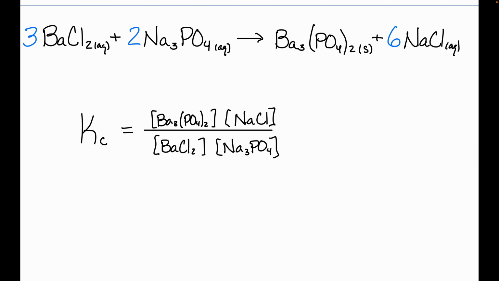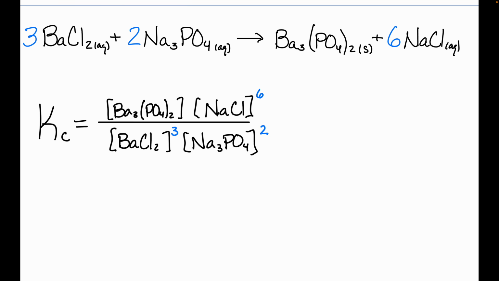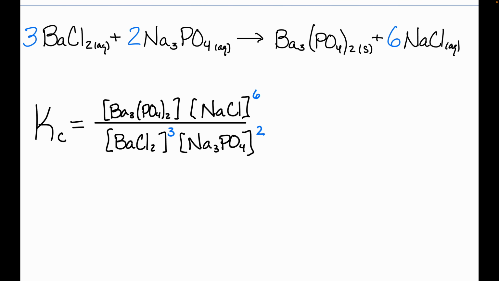All right, and then I need to turn my coefficients into exponents. So I'm going to raise the power of that sodium chloride to 6, barium chloride to 3, and sodium phosphate squared. All right, cool. So if this is what you got, that's awesome. That's where we've gotten to this point, but this isn't quite right here. All right, there's one more little rule we have to add to building our equilibrium expressions, okay?